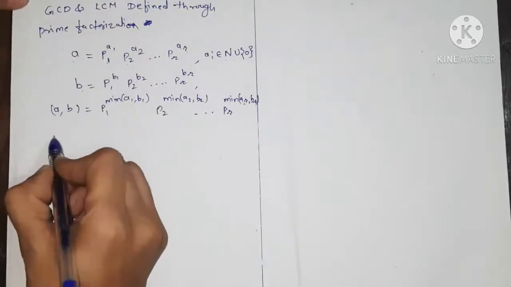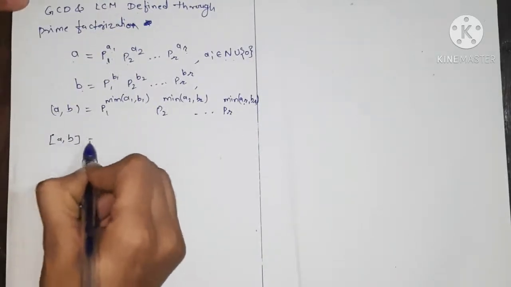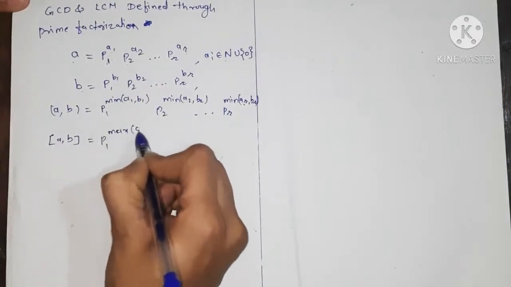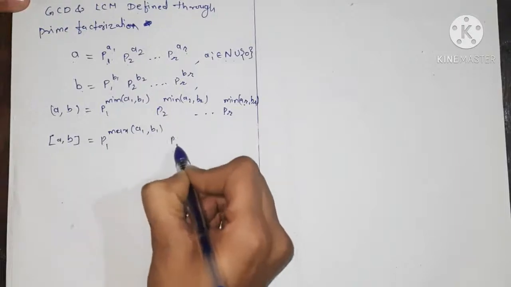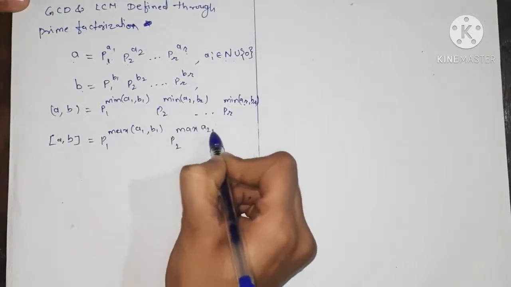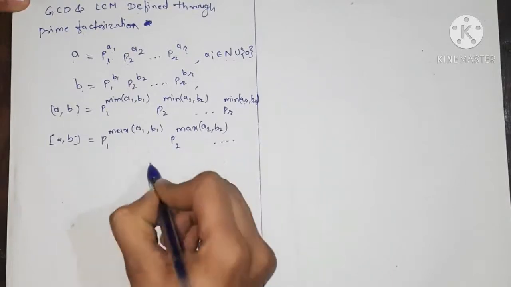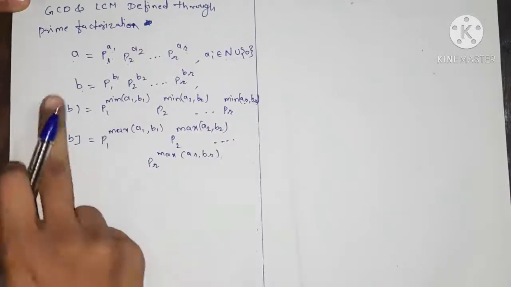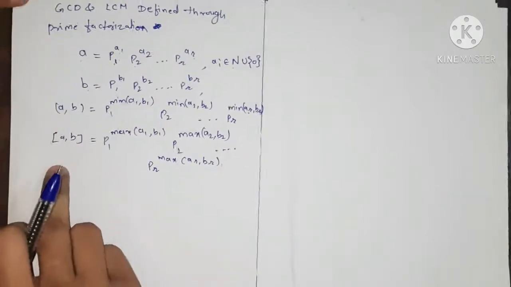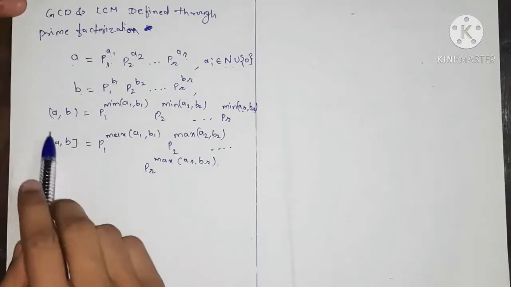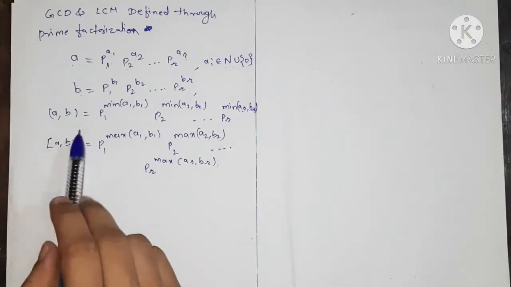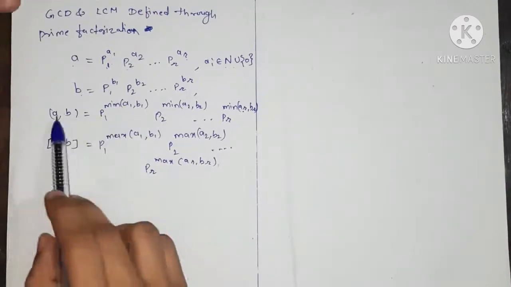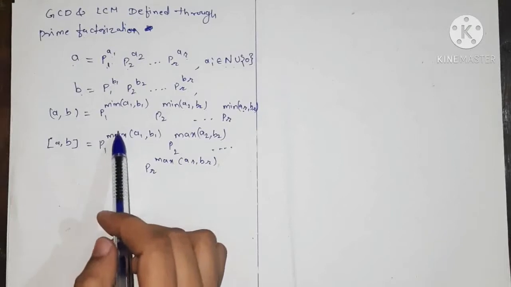And what is the LCM? LCM of a comma b is equal to p1 to the power maximum of a1 comma b1, p2 to the power maximum of a2 comma b2, and so on, pr to the power maximum of ar comma br. We have seen this in the last lectures. Now we will see some examples of properties of the GCD, and we prove those properties using this prime factorization.